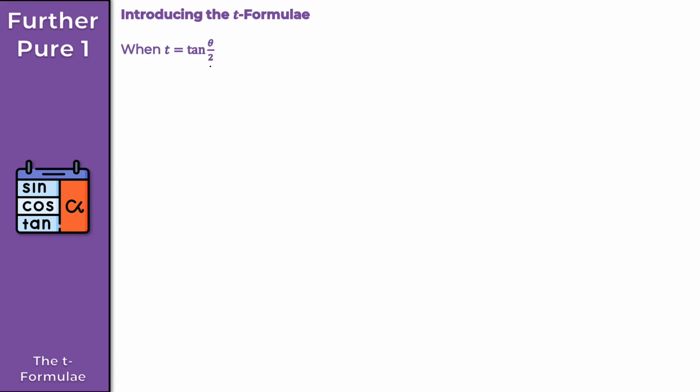So as we said then, when t equals tan of theta over 2, sine theta is equal to 2t all over 1 plus t squared. Cos theta is equal to 1 minus t squared all over 1 plus t squared. And then finally here, tan theta is equal to 2t all over 1 minus t squared. So these three results here are really, really important. Please do make a note of these three results here.